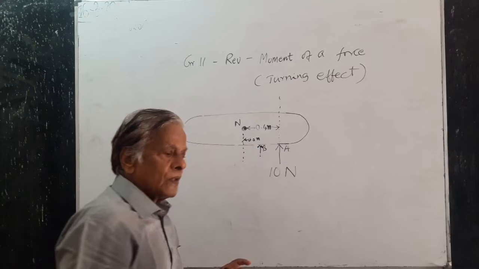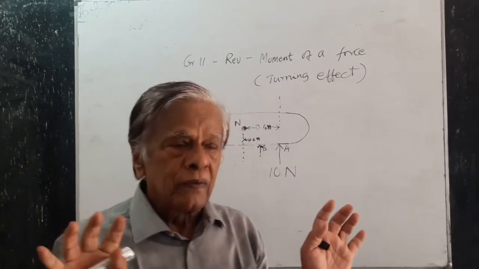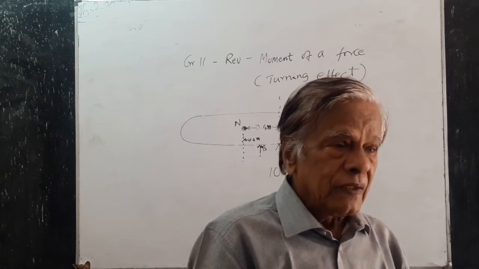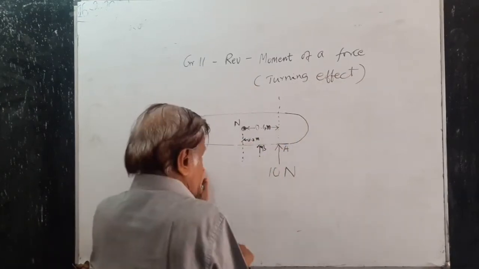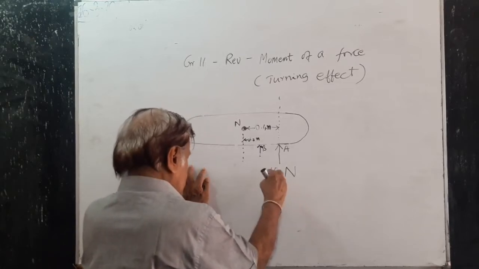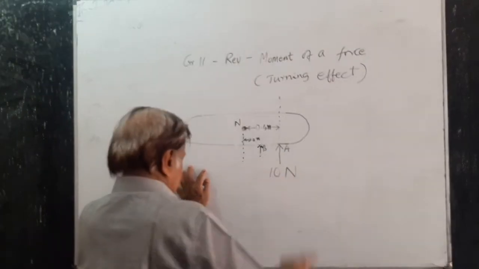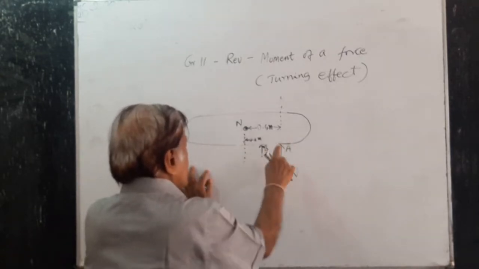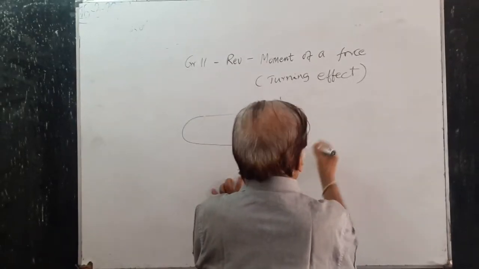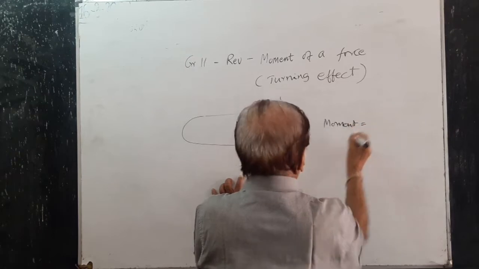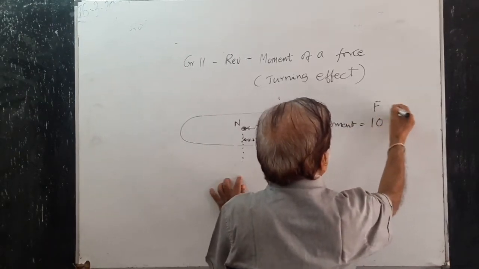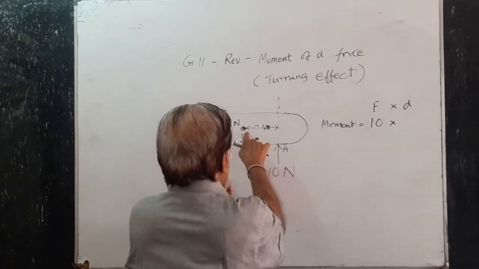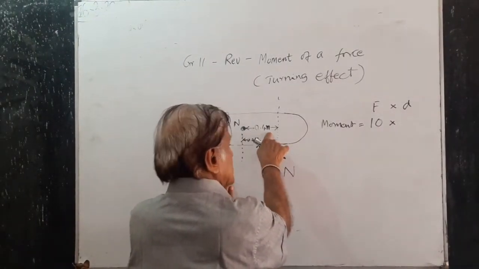So therefore, to calculate the moment or the turning effect, you have to consider the distance also, not only the force. By the force only you can't decide that. You must know this distance also. Therefore, moment is equal to force multiplied by this distance, the perpendicular distance.